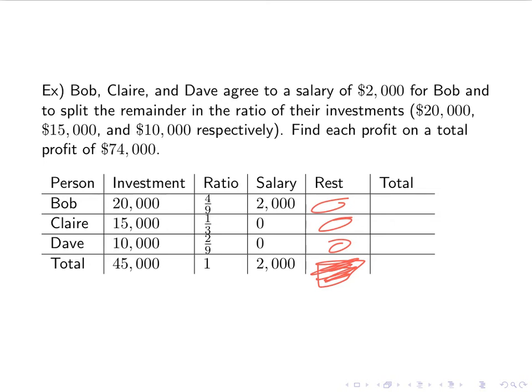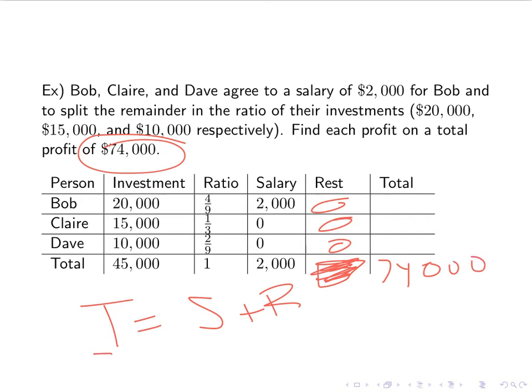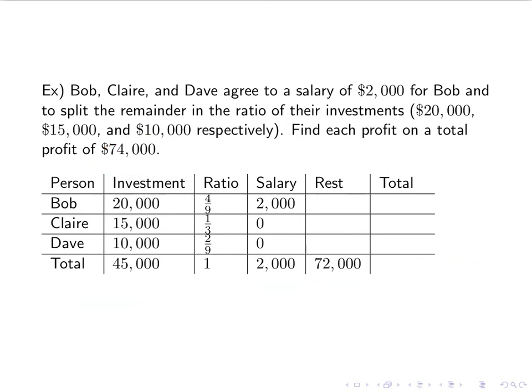So remember, the total equals the salary plus the rest. The total better be 74,000. So I know 74,000 equals the salary, which is 2,000, plus the rest. So 74,000 minus 2,000 is the remainder, which is 72,000. So the rest column, I have to find the total before I can find the individual ones. And that's the only one that really goes backwards.